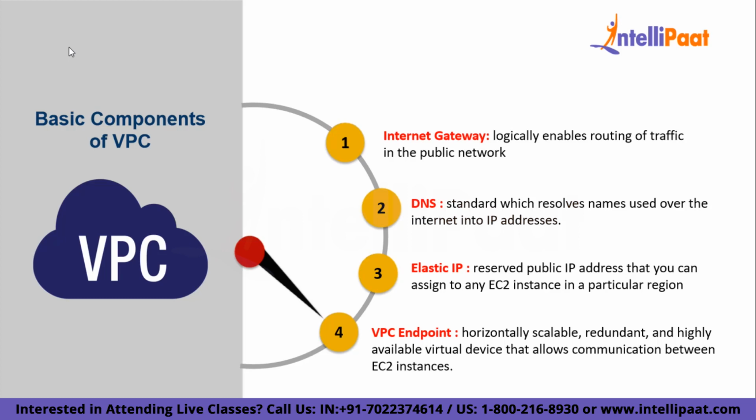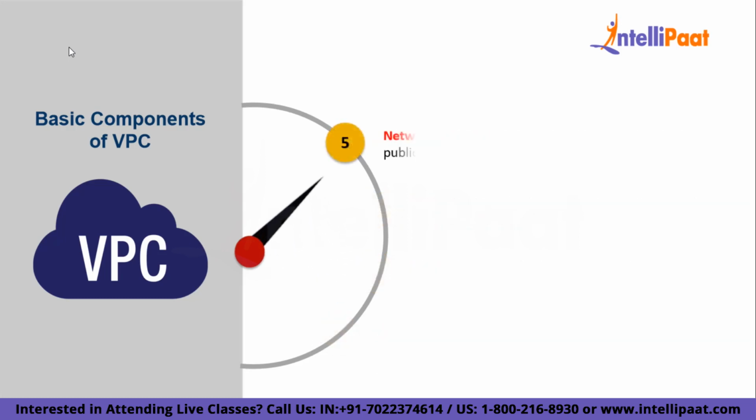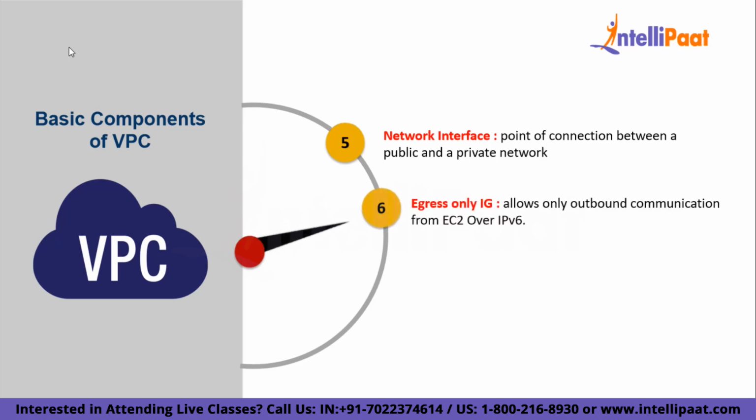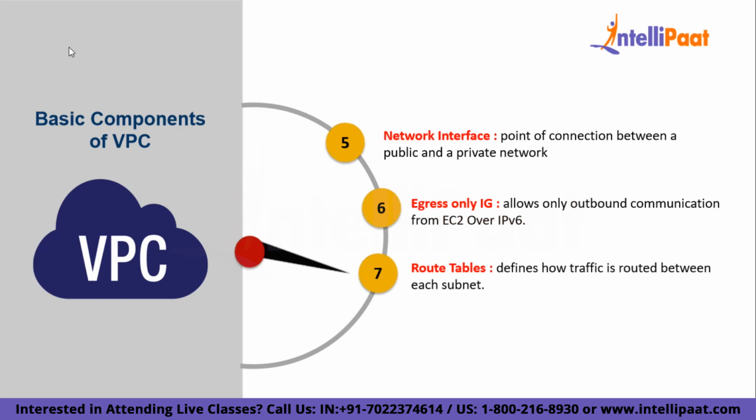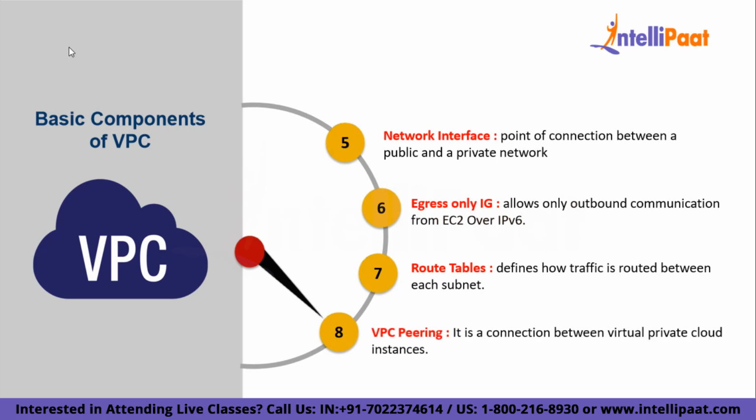Then we have network interface. Basically, it is a point of connection between a public and private network. Then we have egress-only IG. This is the thing which allows only outbound communication from EC2 over IPv6. Another important term in VPC is route tables. Basically, it defines how traffic is routed between each subnet. Finally, we have VPC peering. It is a connection between virtual private cloud instances. Now that we know the terms, understanding VPC will become quite straightforward.